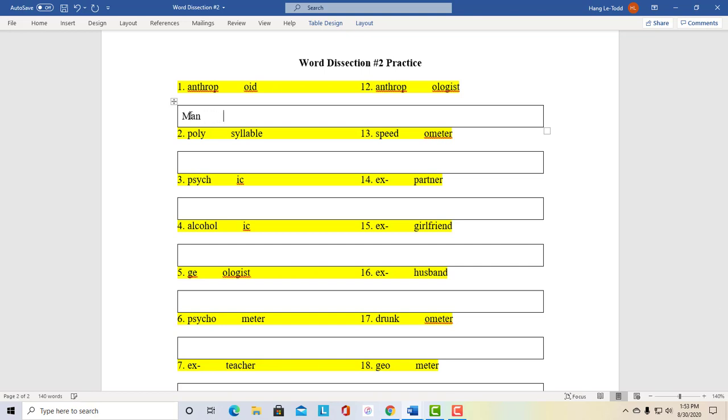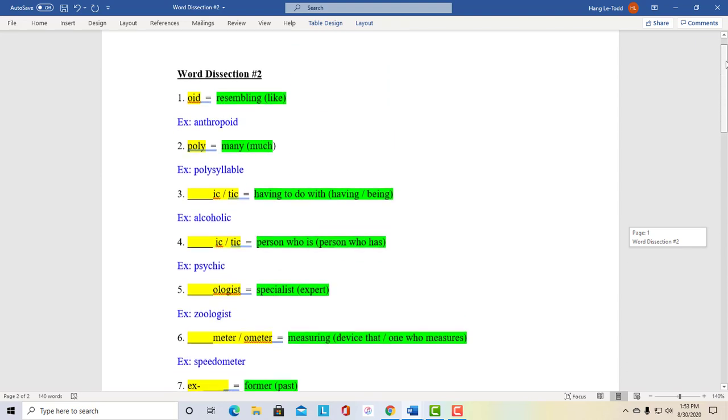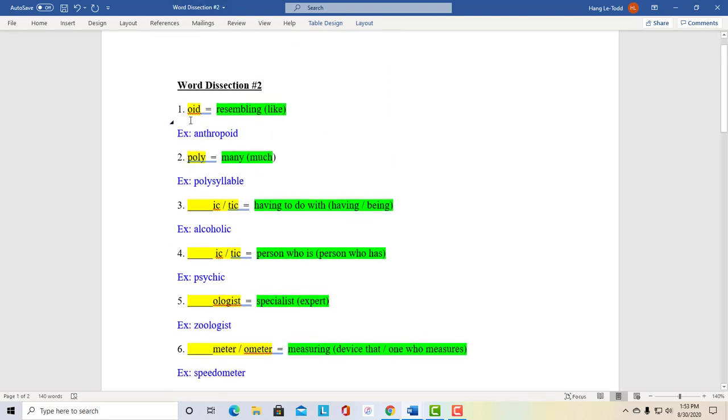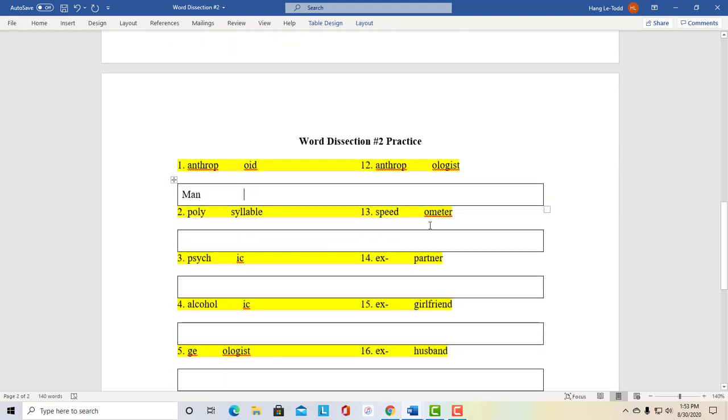Then we will tab to the next one, which is oid. Is that one of our words? Let's look up here. And we'll see in number 1 that oid means resembling or like. Once again, we pick just one of the definitions, and I'm going to go ahead and type in resembling. Okay, so that's number 1 as an example. I'll do a couple more with you.